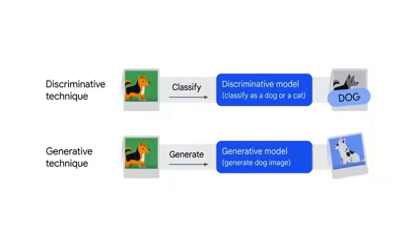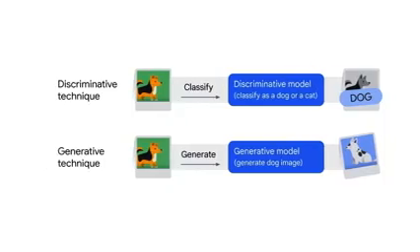The generative model learns the joint probability distribution, or the probability of x and y, p(x,y), and predicts the conditional probability that this is a dog and can then generate a picture of a dog. Good boy. I'm going to name him Fred. To summarize, generative models can generate new data instances, and discriminative models discriminate between different kinds of data instances.